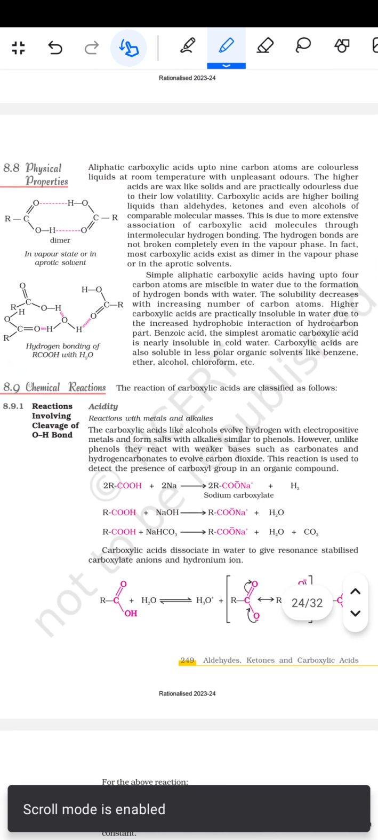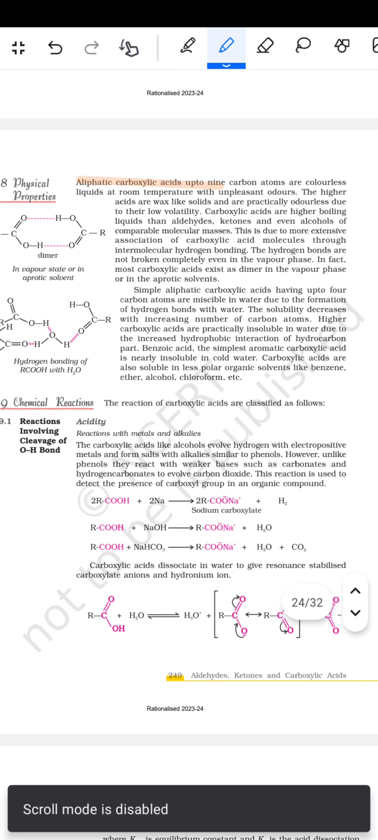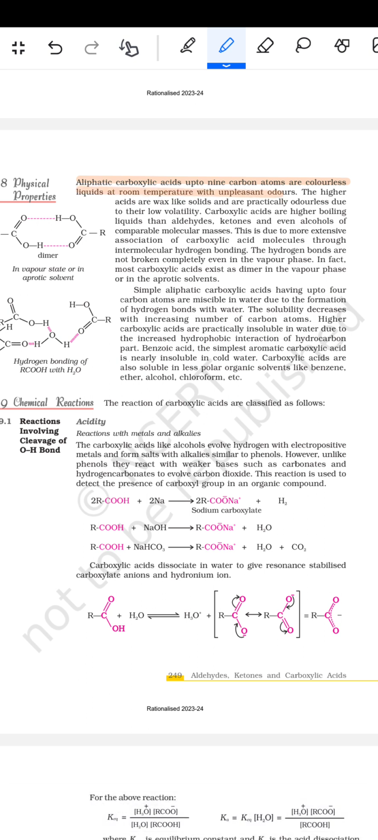Then come some physical properties. Aliphatic carboxylic acids up to 9 carbon atoms are colorless liquids at room temperature with unpleasant odors. The higher acids are wax-like solids and are practically odorless due to their low volatility.